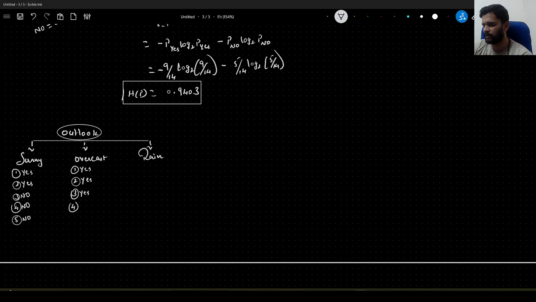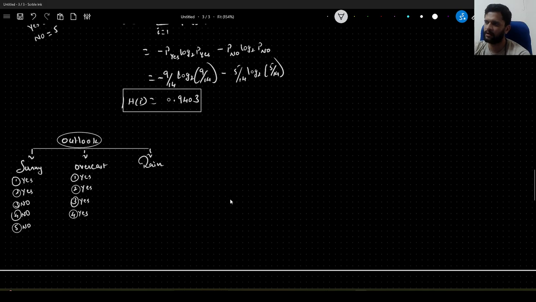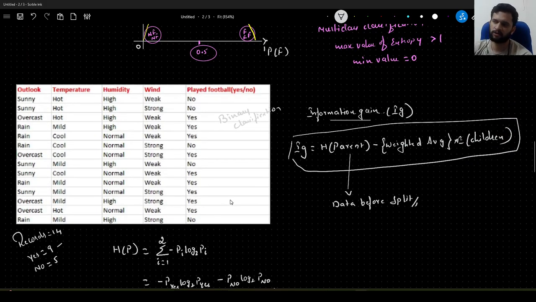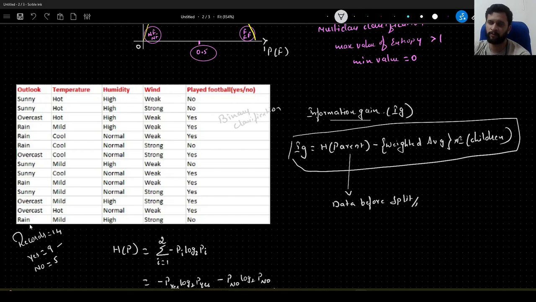So similarly for rain as outlook, how many records do we have? We will check it first. 1, 2, 3, 4, 5. 5 records we have where the outlook is raining. And out of those 5 records, how many are yes and how many are no for the target variable? We have to compute that. Okay. So let us compute that.